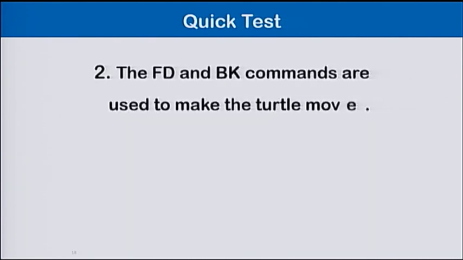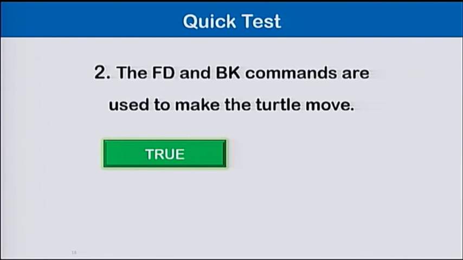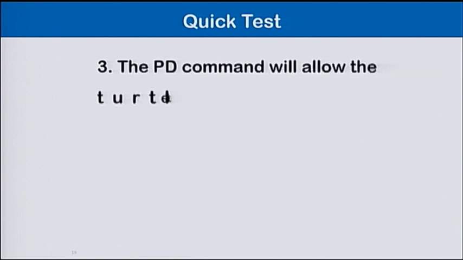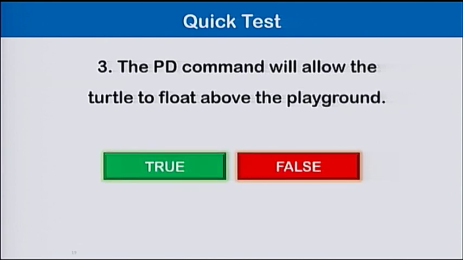Quick test number 2. The FD and BK commands are used to make the turtle move. True or false? The answer is true. Quick test number 3. The PD command will allow the turtle to float above the playground. True or false? The answer is false.